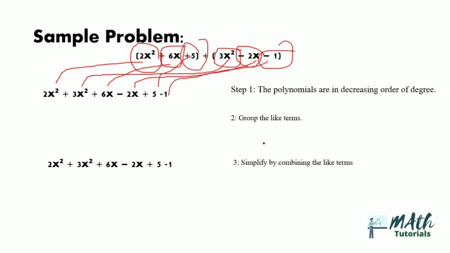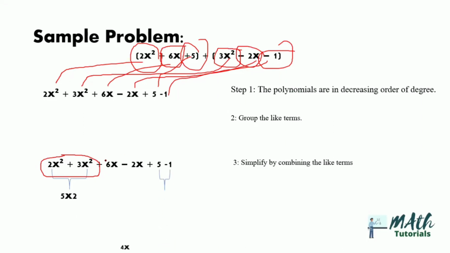Step number 3, simplify by combining the like terms. So here, 2x squared plus 3x squared plus 6x minus 2x plus 5 minus 1. 2x squared plus 3x squared is equal to 5x squared.